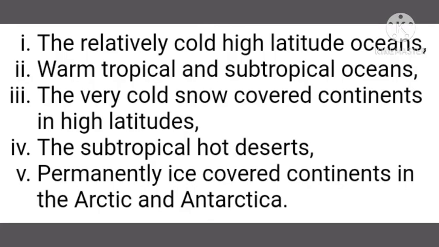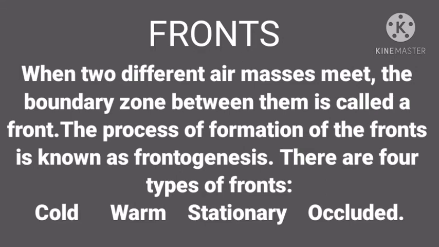It is also divided into 5 major regions. So what we can say, number 1 is the warm tropical and subtropical ocean. Then second, the subtropical hot desert. Third, the relatively cold high latitude oceans. Fourth, the very cold snow covered continents in high latitudes. And the fifth is permanently ice covered continents in the Arctic and Antarctic area, as you can see in this given picture. Now let's see what the fronts are.